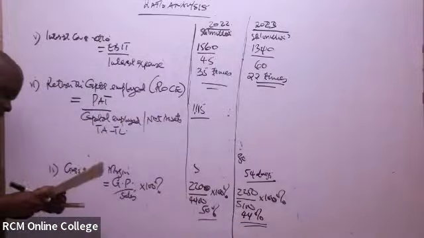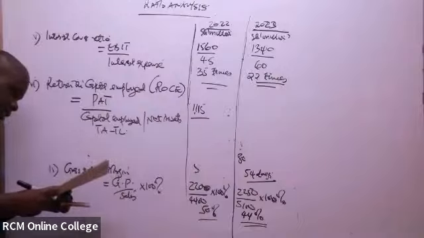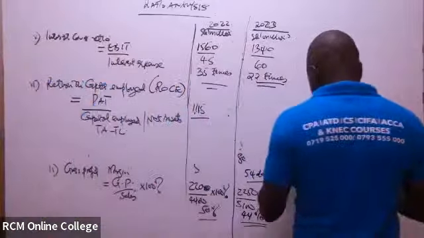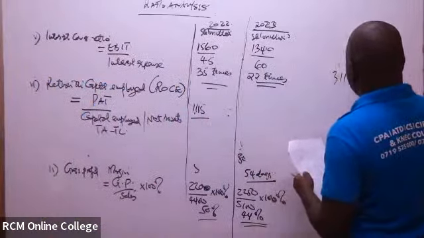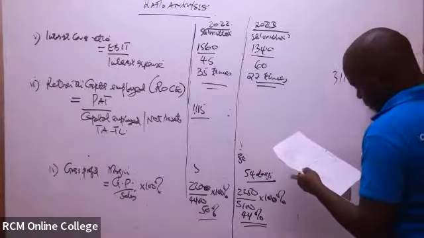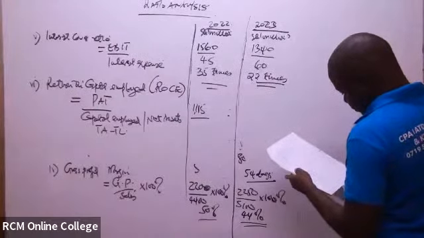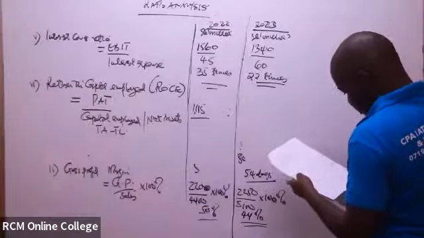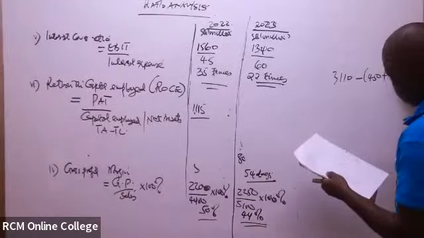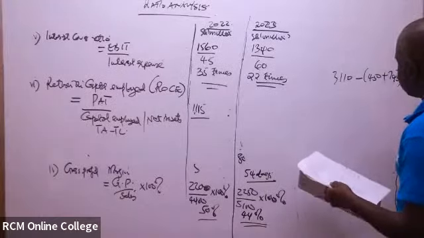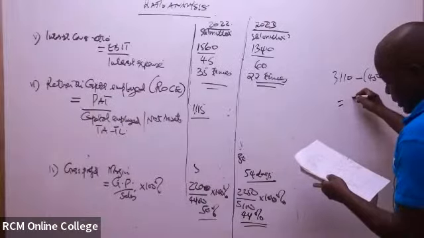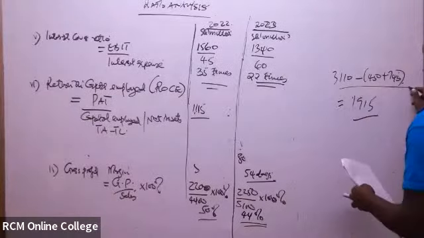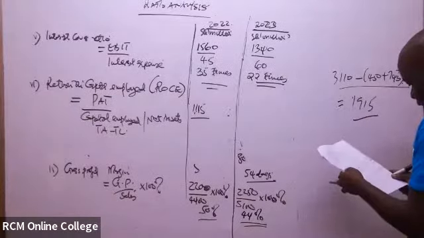The capital employed in this case is ideally the equity, the net assets. You can do 31,110 minus 450 plus 745. Alternatively, you can take that figure of equity there, which is 1915. If you do this one, you should be able to get the same figure.